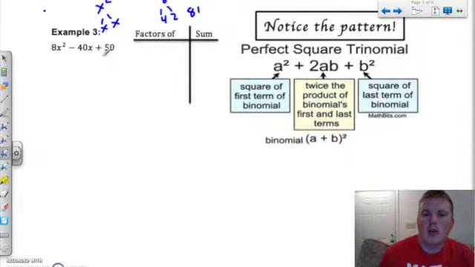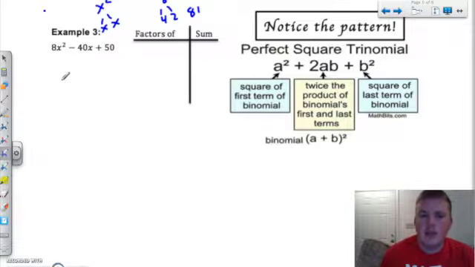One thing I want to go ahead and do is look at the rest of the terms though. I have an 8x squared, I have a minus 40x, and I have plus 50. So what I'm seeing here is that all of these terms are even, which means I know I'm going to be able to pull out a greatest common factor of at least 2.